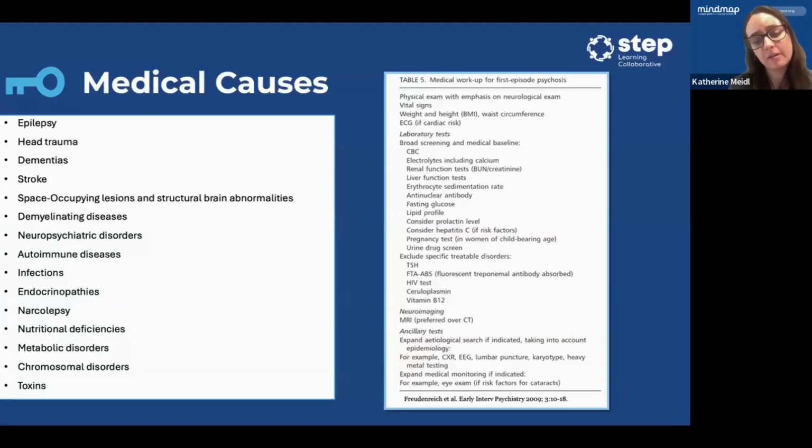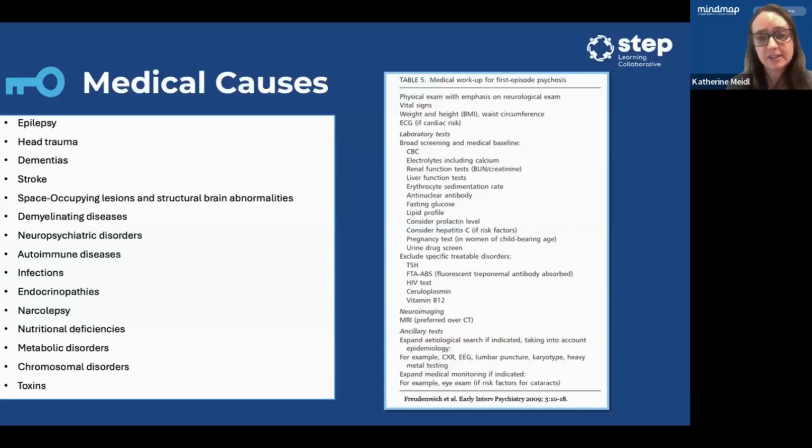And then when thinking about space occupying lesions or structural brain abnormalities, this is important to consider. Is there a primary brain tumor? Are there secondary metastases? Is there an abscess? Are there midline abnormalities or CV malformations, specifically cardiovascular malformations in the temporal lobe that should be considered?